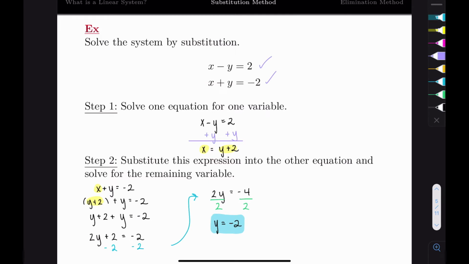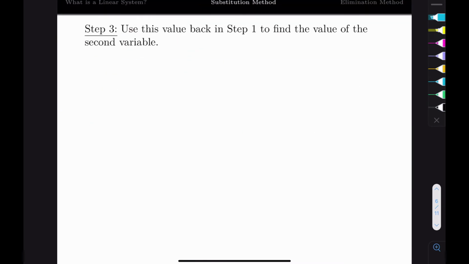So in theory now we've used both of these equations. I have the y value. The only other thing we need is to figure out what the x value is. And that's where our substitution comes in handy, because x is equal to y plus 2. Something else you can do is plug that y value back into either of these equations and solve for x. But again, it's total preference as to what you want to do. So our third step is now to use this value back in step 1 to find that remaining variable.